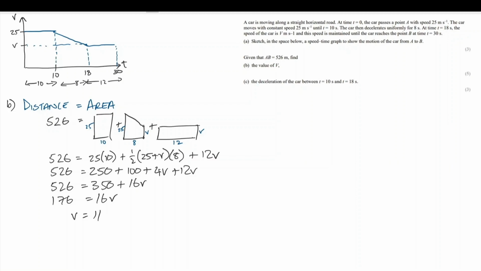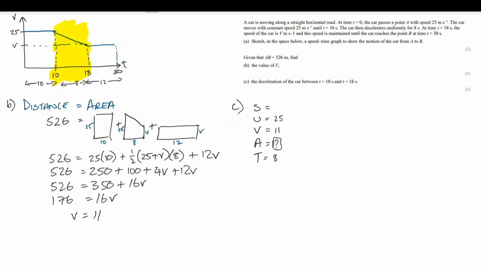Okay, part C of the question. We're asked to find the deceleration between 10 seconds and 18 seconds. So for this 8-second period of time, what is the deceleration? What is the change in velocity? So we're focusing on this part of the diagram, which means I can use suvat because there's constant acceleration over this segment of the journey.